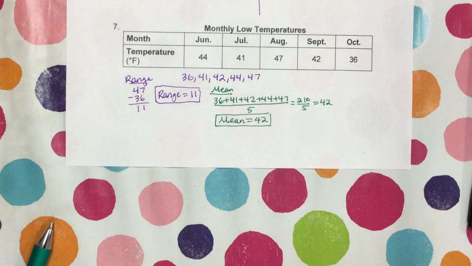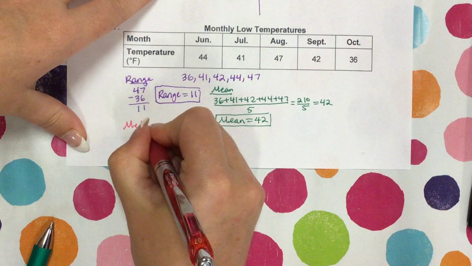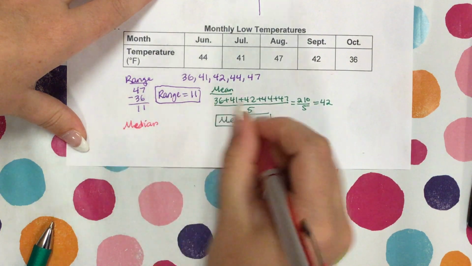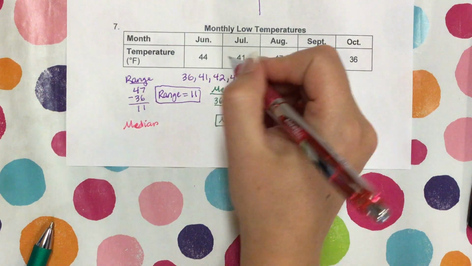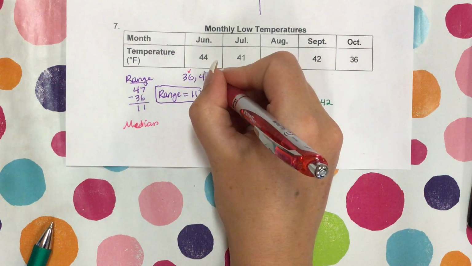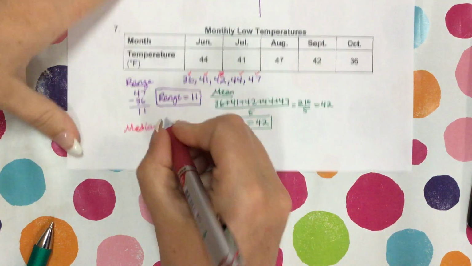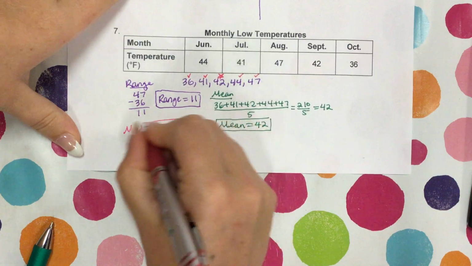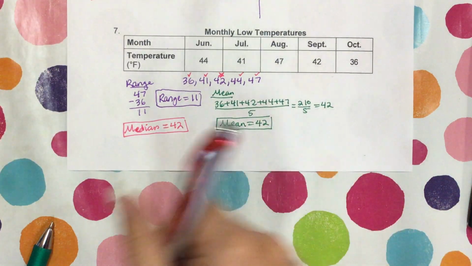Let's figure out what the median is. So the median is going to be the number in the middle when you list them from smallest to largest. So I'm going to find the one in the middle. I'm going to take away the smallest, and then the biggest, and then the next smallest, and the next biggest. And boom, there we have it. There's the median, 42. Oh, wow, look at that. The median and the mean are the same number. Oh, fun fact.